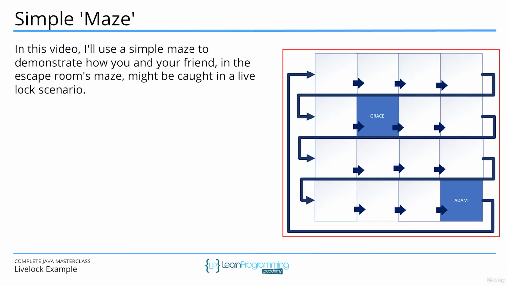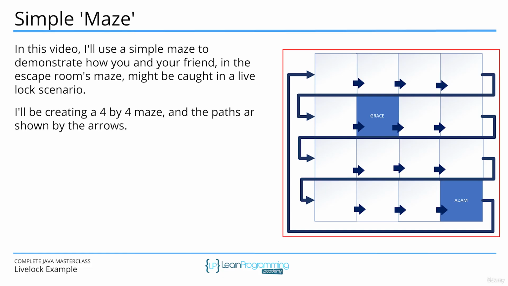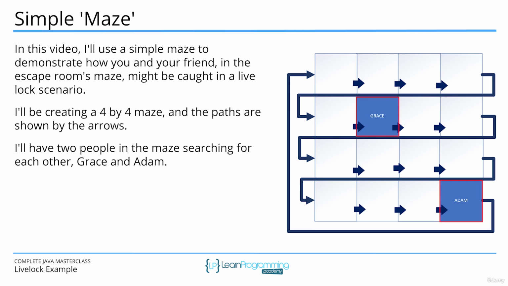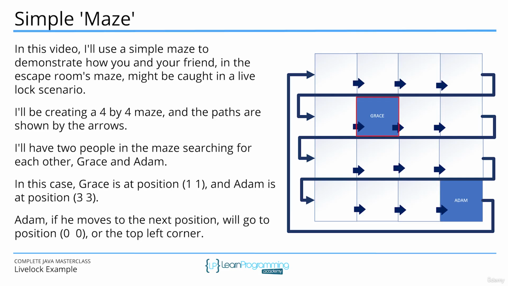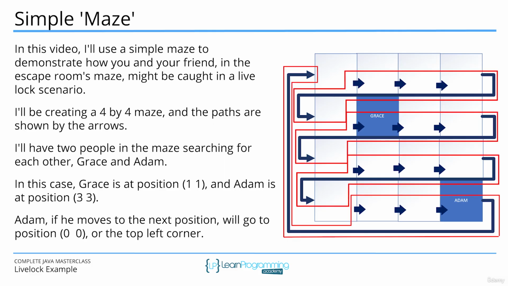In this video, I'll use a simple maze to demonstrate how you and your friend in the escape room's maze might be caught in a live lock scenario. I'll be creating a 4x4 maze and the paths are shown by the arrows. I'll have two people in the maze searching for each other, Grace and Adam. In this case, Grace is at position 1-1 and Adam is at position 3-3. Adam, if he moves to the next position, will go to position 0-0 or the top left corner. For the purposes of this code, the players must only move forward as shown.